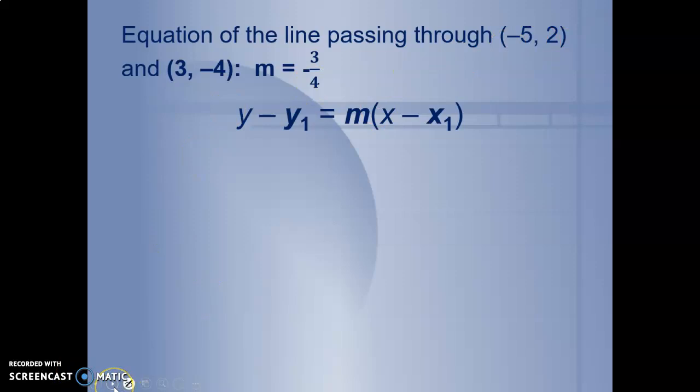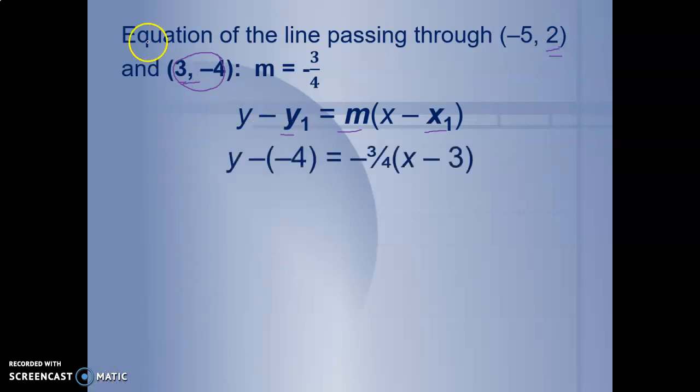We have y minus y1 equals m times x minus x1, and we're going to substitute one of our x's, one of our y's, and the m. It's important that we use the x and y that are together. We can't use this x and this y. We've got to use ones that are listed together as coordinates. So let's go ahead and use this one right here.